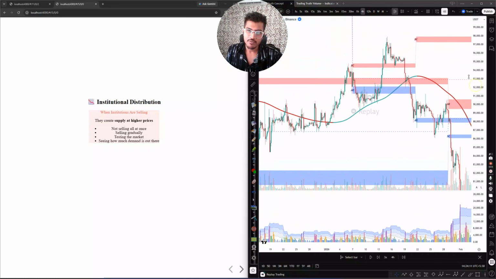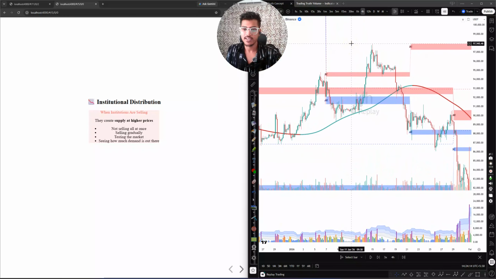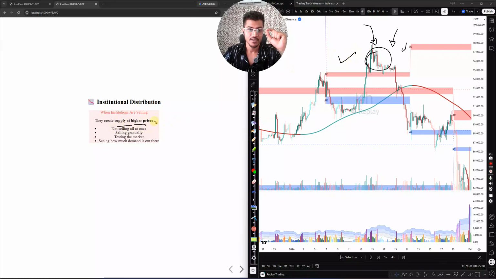Distribution. One thing I'll teach you in the later chapters is to identify the phase of accumulation or distribution. So this is BC, buying climax, automatic rally, this is your distribution structure. And you see when the market goes up higher, institutions are selling. So they actually create supply at higher prices. They are not selling all at once, they are selling gradually.